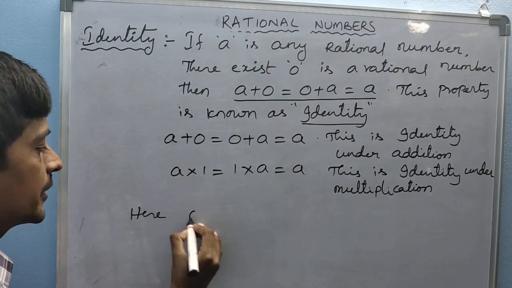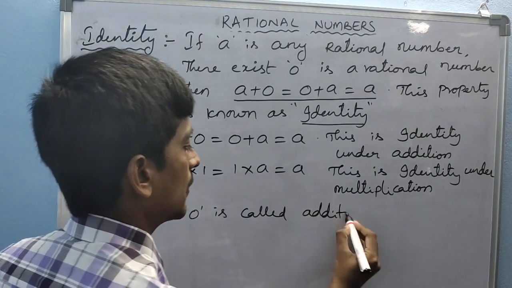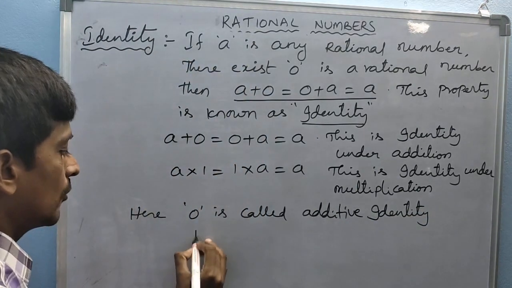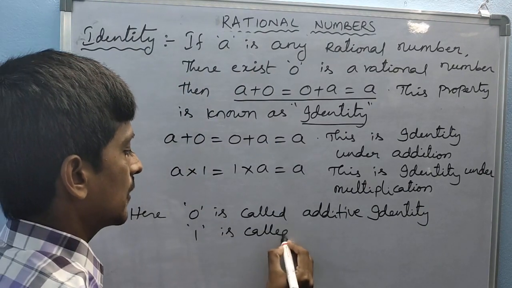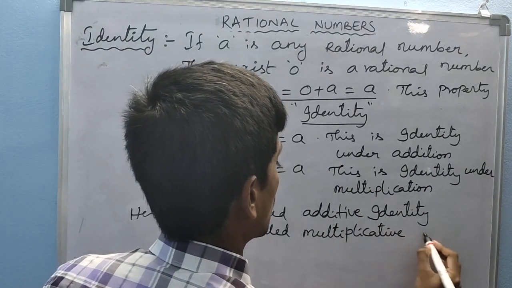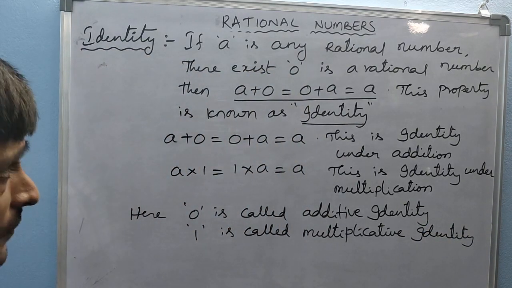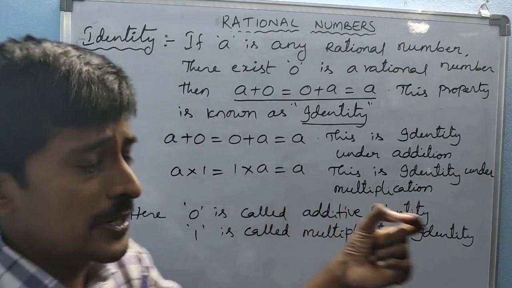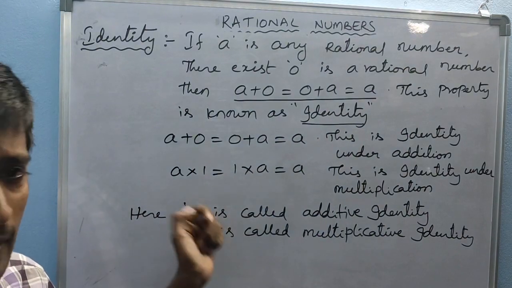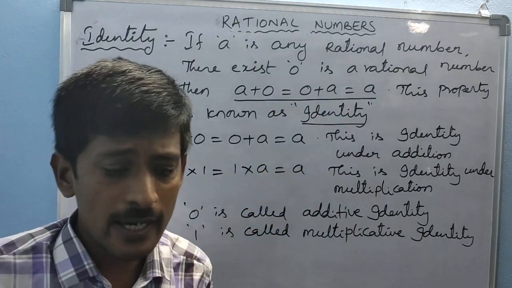Here 0 is called additive identity. 1 is called multiplicative identity. So, identity means which number you add to a given number gives the same result, or which number you multiply to a given number gives the same number. That property is known as identity property.